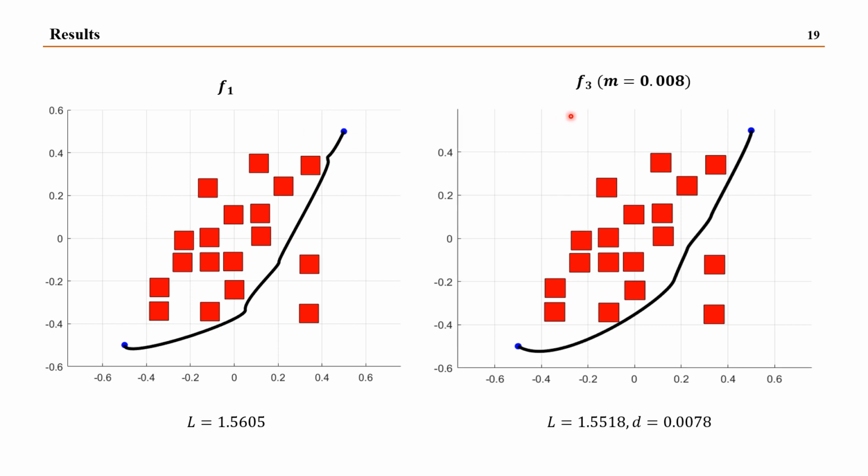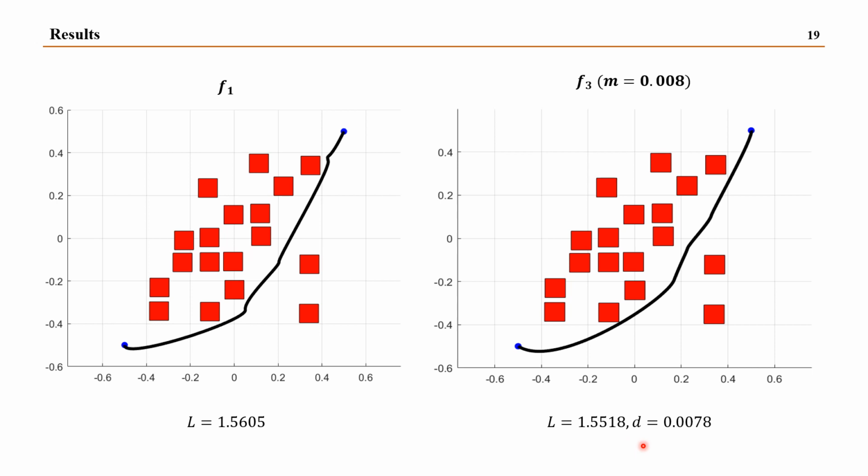Using the same number of splines with an M of 0.008, we have this. And we just used the fitness function 3, and this actually gave us this way smoother and not way shorter, just a little bit shorter path of 1.5518.